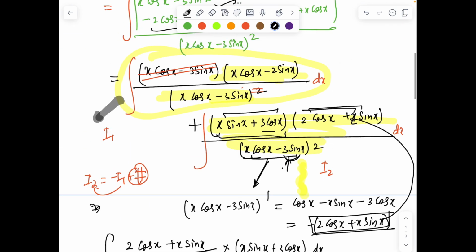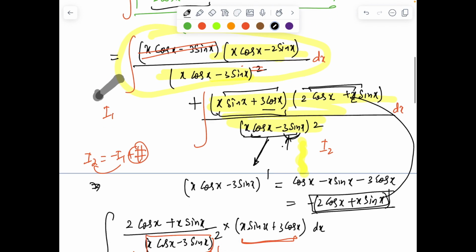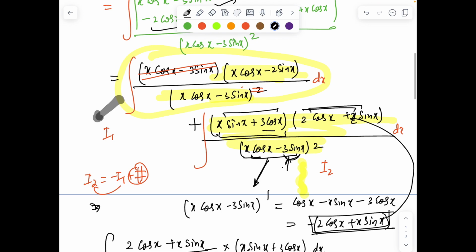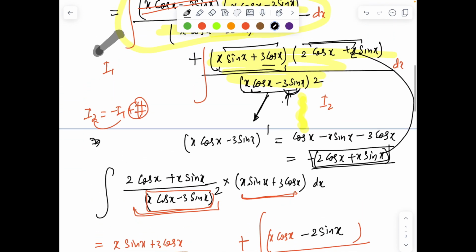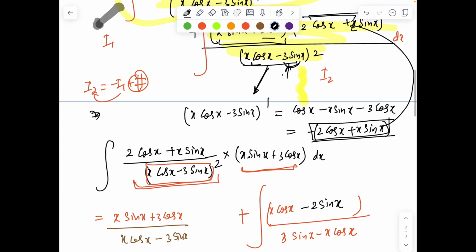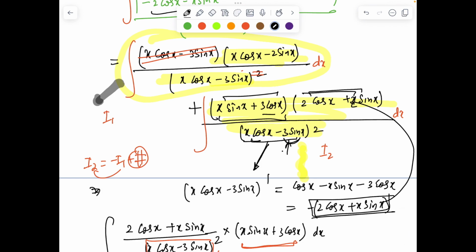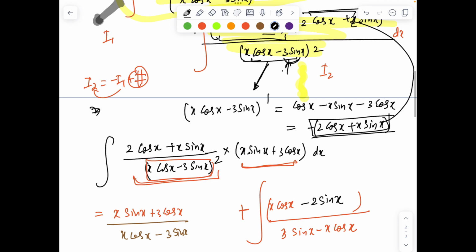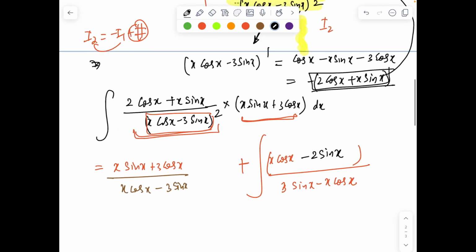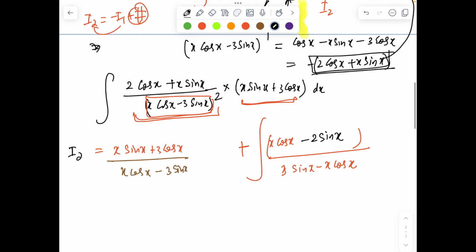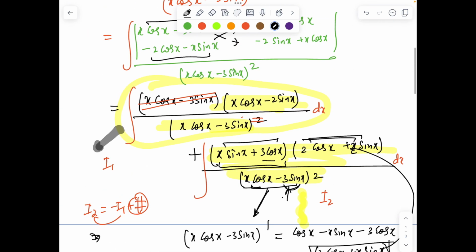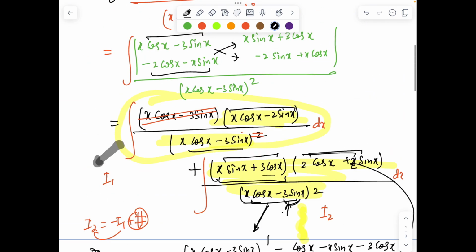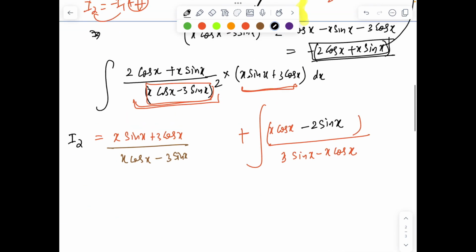And something remarkable happened, because this is exactly what our I1 was. I1 was x cos x minus 2 sin x by something. And we have again x cos x minus 2 sin x by something, right? And what we wanted is this I1 plus I2 into picture. So now I got I2 equals this quantity, and exactly x cos x minus 2 sin x by this, x cos x minus 3 sin x.